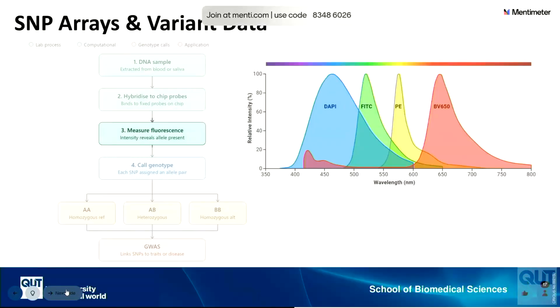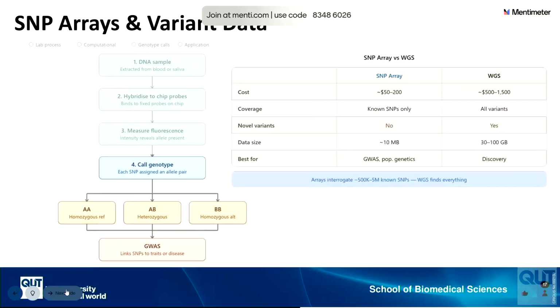So we use the different fluorescence. You can use different types of fluorescence on the same chip to get more results. And from that, we know which types of single nucleotides you've got. Comparing it to whole genome sequencing, the cost is cheaper, but an SNP array is only for already known single nucleotide polymorphisms. So you can't discover any new ones. And the data is quite small, whereas the whole genome sequence is quite huge.